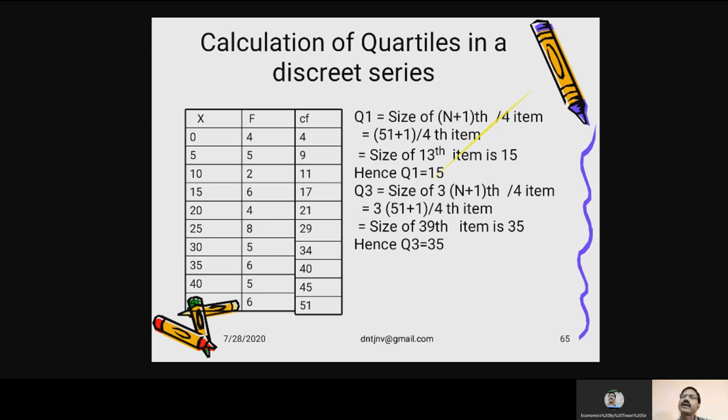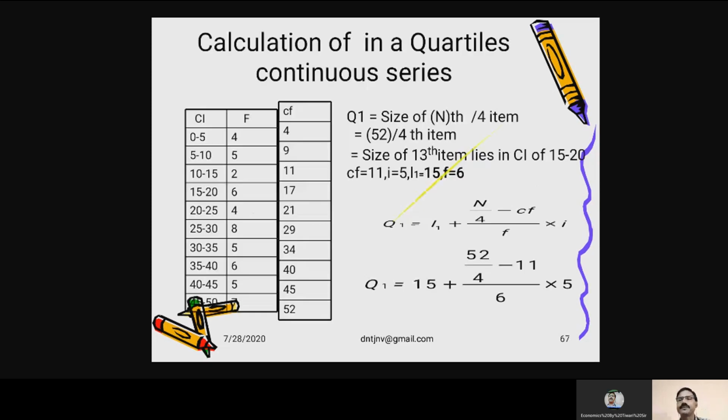Applying the formula Q3 minus Q1, you will get the interquartile range. Q3 minus Q1 by 2 will give the quartile deviation. Then the coefficient of quartile deviation is Q3 minus Q1 upon Q3 plus Q1.